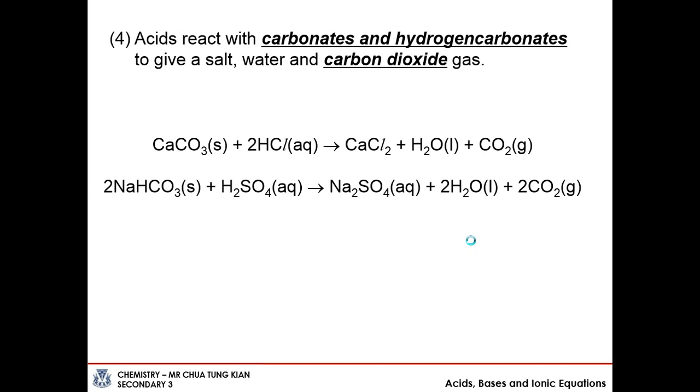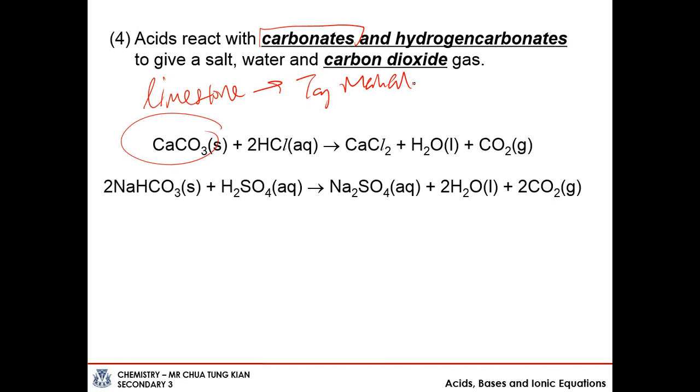Acids also react with carbonates and hydrogen carbonates to give us salt, water, and carbon dioxide. A common carbonate is calcium carbonate. This is limestone. So limestone is used to make the Taj Mahal. So you notice that the Taj Mahal has been eroded by acid rain. The acid in rain, which makes it acid rain, is dilute sulfuric acid. So now in this case I replace it with HCl. So acid and carbonate will react to give us salt, water, and carbon dioxide. Okay, so you give us salt, water, and carbon dioxide.